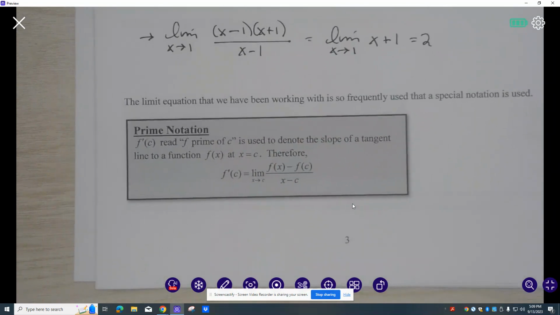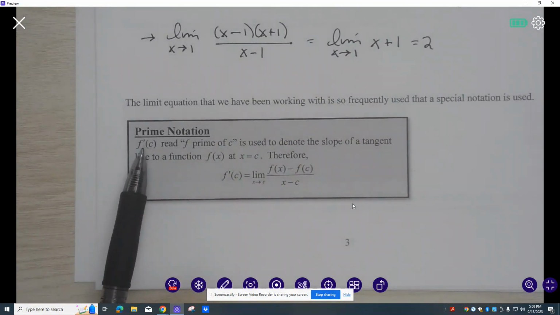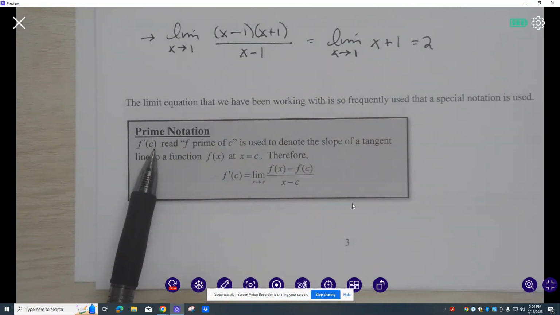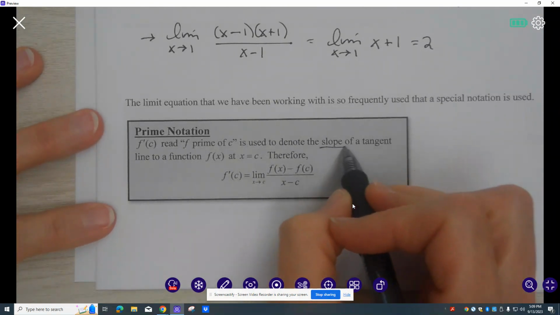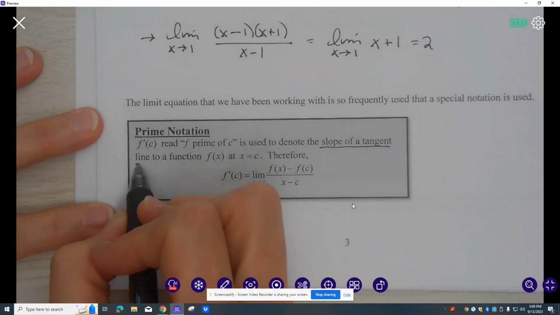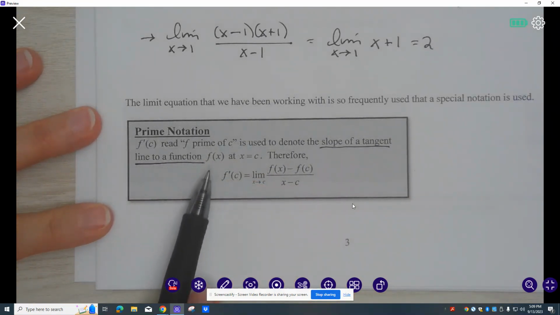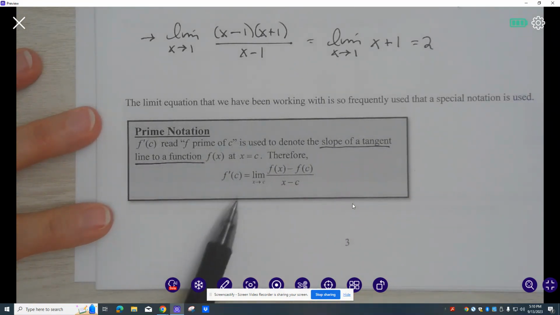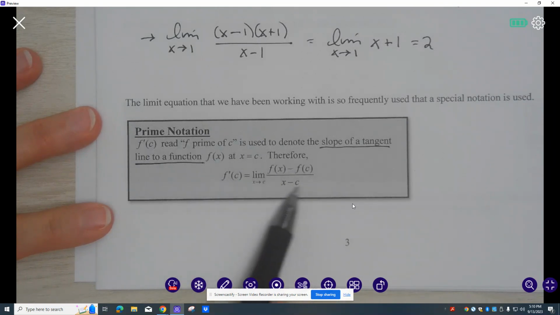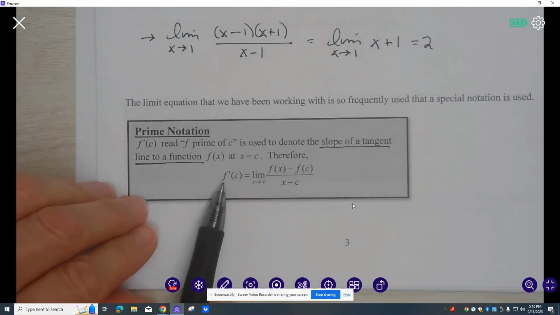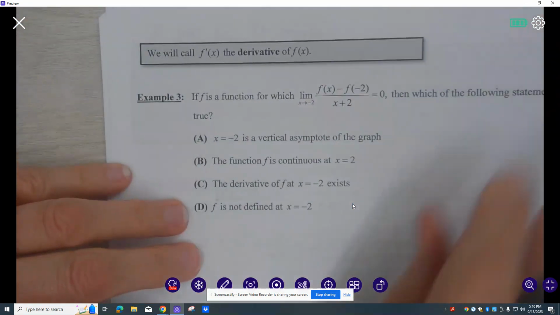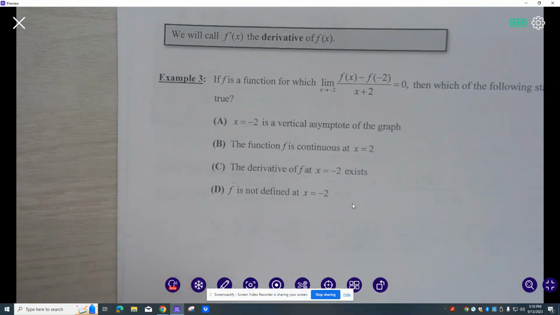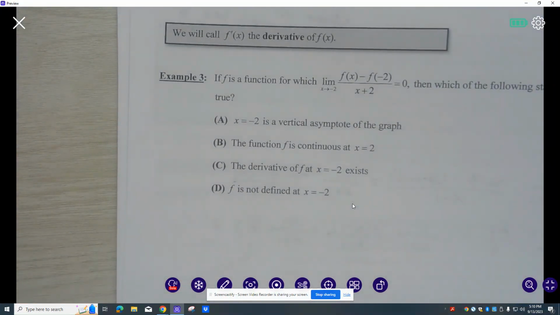And then this is where we start talking about this prime notation. F prime of c, in red, F prime of c, is used to denote the slope of the line tangent to the function f of x at x equals c. So they've taken that limit definition from above and now called it f prime of c. Turn the page and you will see that is a derivative, which I already said and we already called it that.